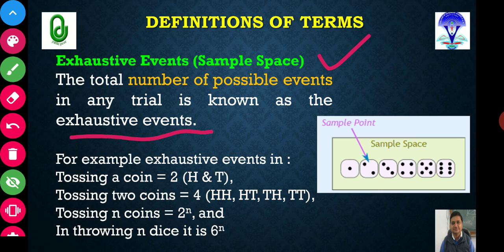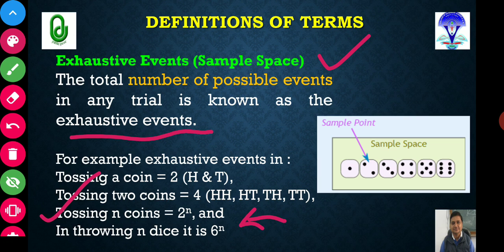So it will be 2 raised to n. This formula you have to remember. So in total, what will be the sample space? If you are tossing 5 coins, it will be 2 raised to 5. What will be the possible outcomes if you are throwing n dice? If you are throwing 2 dice, what will be the possible outcomes? 6 raised to 2, that is 36.